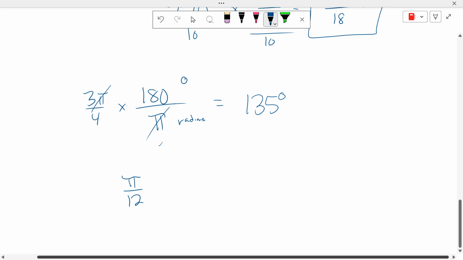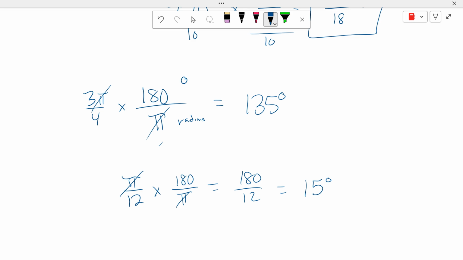If I have pi over 12 radians, how many degrees is that? Well, what do we multiply by? 180 over pi. Eat your pies. 180 over 12 is simply 15 degrees. Okay? So, we can convert from degrees to radians and radians to degrees.